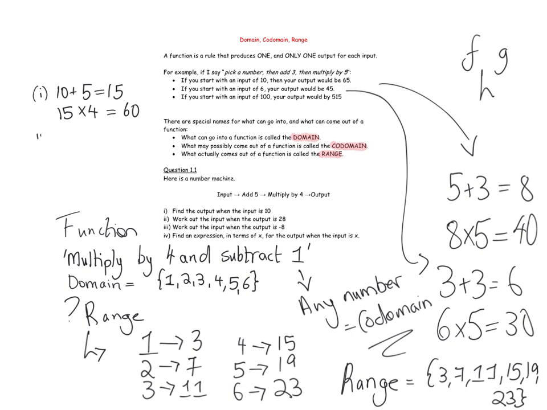Now, sometimes you can be asked to work backwards. And we have here, work out the input when the output is 28. So for this one, we're working backwards. So it's 28 divided by 4, which is going to give us an answer of 7. And then we have 7 take 5, which is going to give us an answer of 2. Now again, the third one is very similar. It's telling us to work out the input when the output is 8. So if the output is 8, it's minus 8 divided by 4, which is going to give us minus 2. And then it's minus 2 minus 5, which is going to be minus 7.